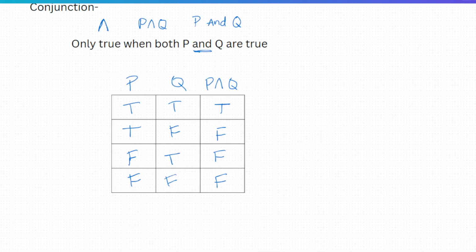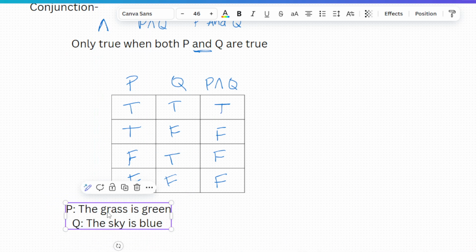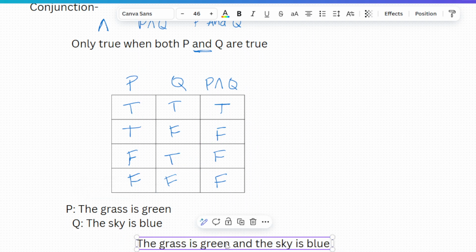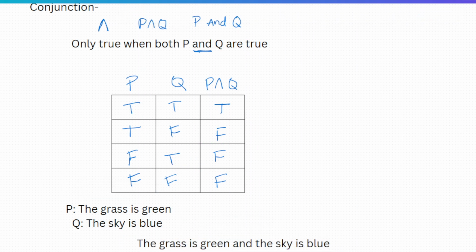Looking at our propositions here, if P is equal to the grass is green and Q is equal to the sky is blue, then P conjunction Q is going to be the grass is green and the sky is blue. So we'll have and in there. And since both of these are true, our conjunction is also going to be true.